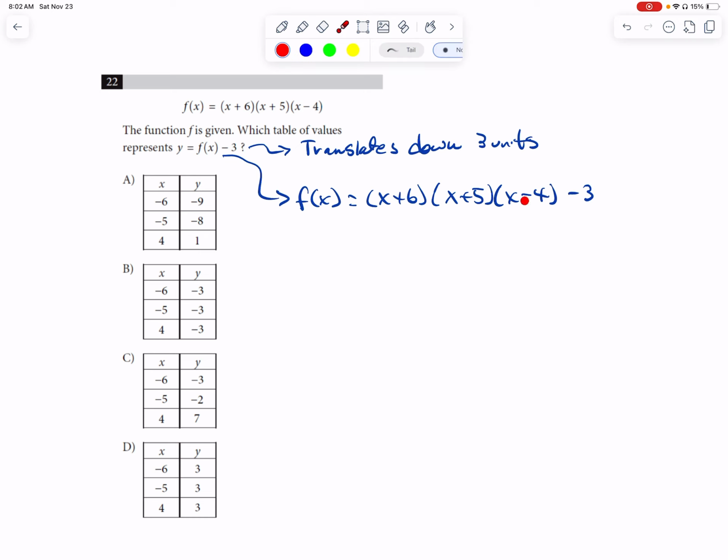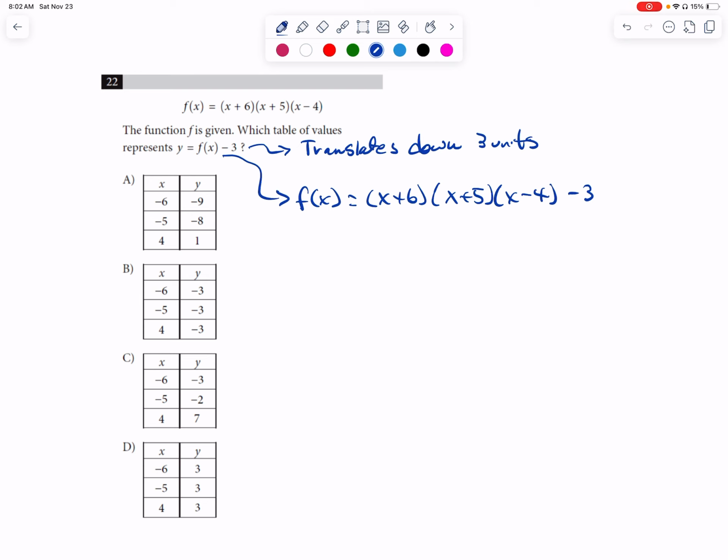Like I said, do not expand this thing out. It's a waste of time. Why is it a waste of time? Well, watch what's going to happen if you just stick in a -6. If we stick in a -6 here, this is going to go to 0, and it doesn't matter what these two other parentheses are, and then we're going to be left with -3.